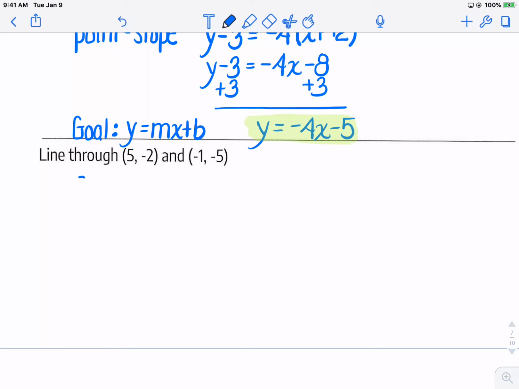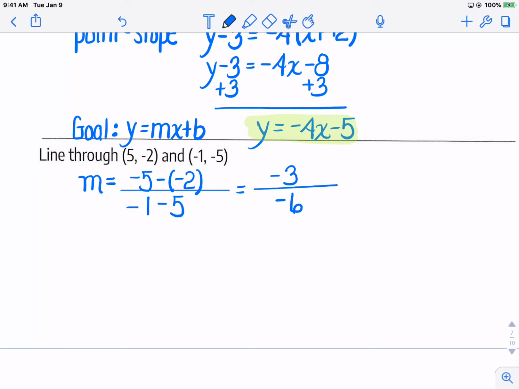So I think I'm going to start by just finding slope, because both my forms of the equation that we've been using need the slope. So slowly we want to go through our y2 minus y1 calculation and our x2 minus our x1 calculation. And as I do that, I'm going to get -3 divided by -6, and when you simplify that, we get a slope of 1/2.